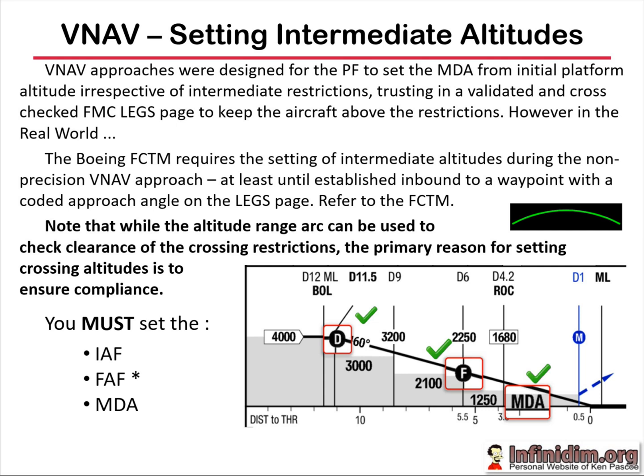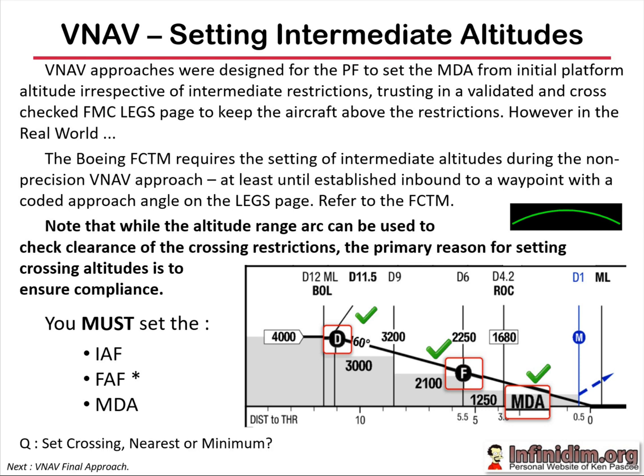Okay, so let's just summarize. You need to set the IAF, you need to set the FAF, you need to set the minima, and then the missed approach altitude, unless you have a coded glide path angle in the legs page active. Note that even if you are saved from the onerous burden of having to set the FAF altitude, you must set the minima before then moving on to setting the missed approach altitude.